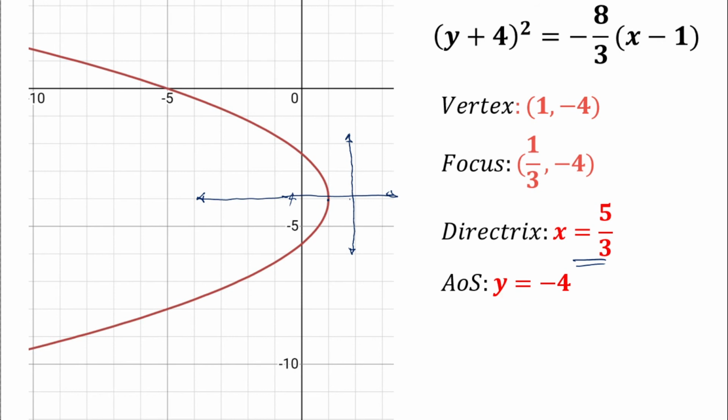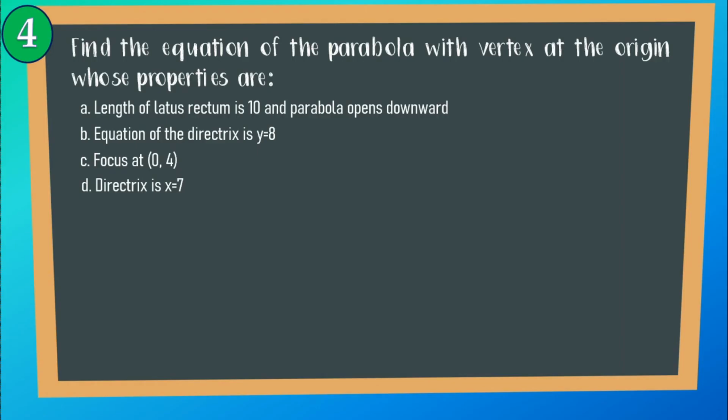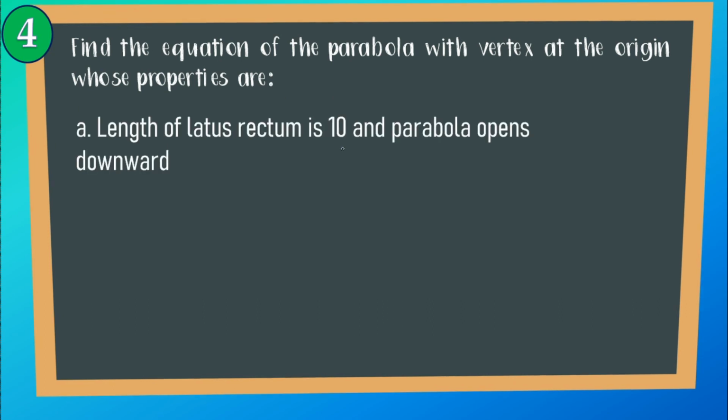Okay? So let's continue. Find the equation of the parabola with vertex at the origin whose properties are. Okay, merong 4 na properties. So, isolve na natin yung equation of the parabola. Okay, let's have letter A. Length of latus rectum is 10 and the parabola opens downward.